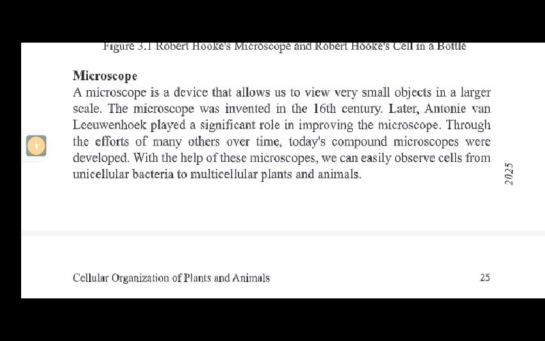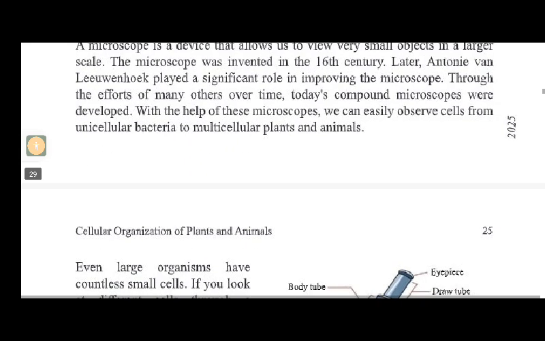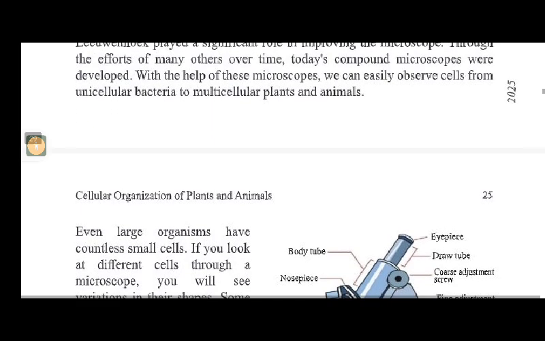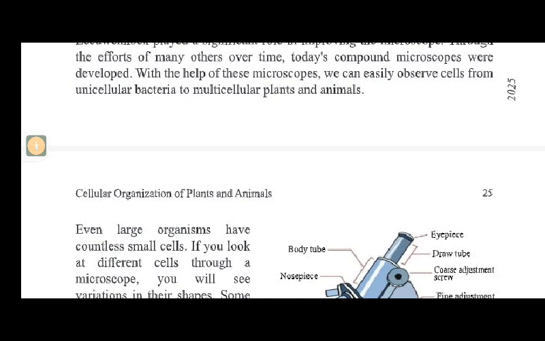Microscope. A microscope is a device that allows us to view very small objects on a larger scale. The microscope was invented in the 16th century. Later, Antonie van Leeuwenhoek played a significant role in improving the microscope. Through the efforts of many others over time, today's compound microscopes were developed. With the help of this microscope, we can easily observe cells from the unicellular bacteria to multicellular plants and animals.